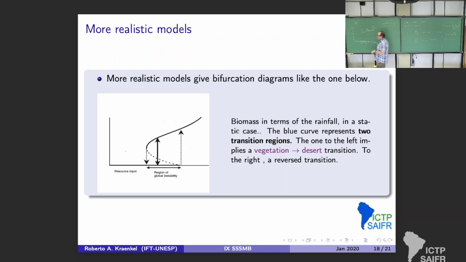But I think in practice for the desert, the structure of the soil changes so much that you can't have the reverse transition. But in other systems, you can. I mean, this is meant to be an example of a system which has bistable regions. In other systems, they can.